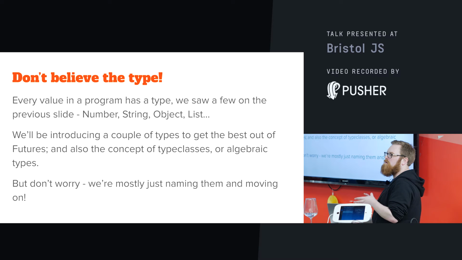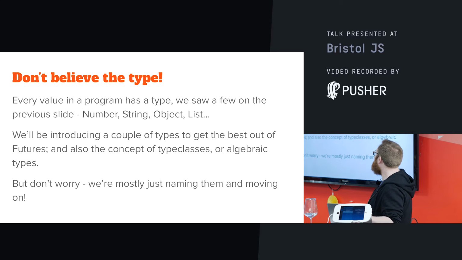But if any of you have done any object-oriented programming, it might be useful to think of them as interfaces. So the type class will generally come with one or more functions, and in order to be a member of that type class, you have to implement those functions. Don't worry, it says there, don't worry. We're mostly just naming them and moving on, okay?